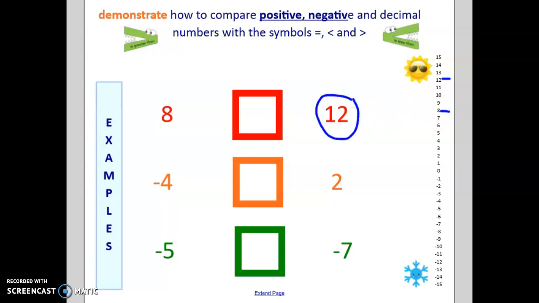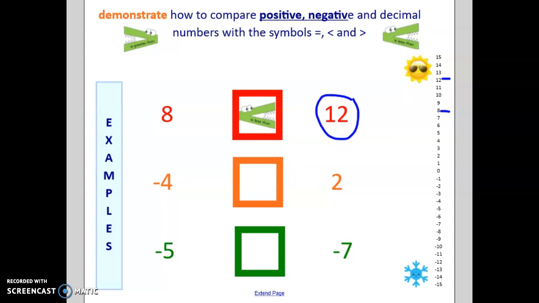And then I can choose the correct crocodile. My crocodile needs to eat the larger number, so I'm going to use this crocodile up here from the right hand side. And my mathematical statement now says, 8 is less than 12. And that's correct. 8 is less than 12.